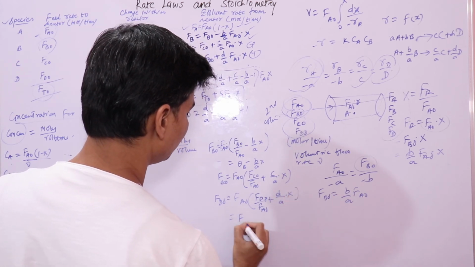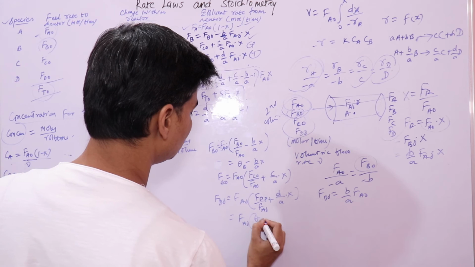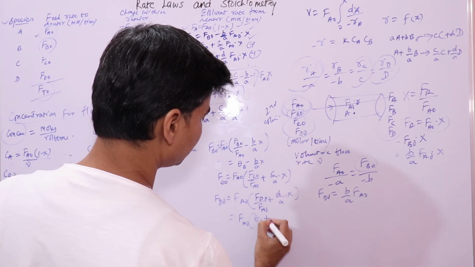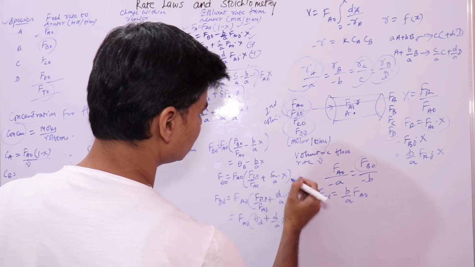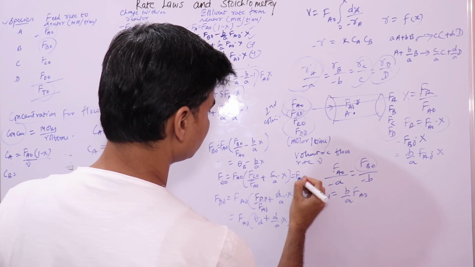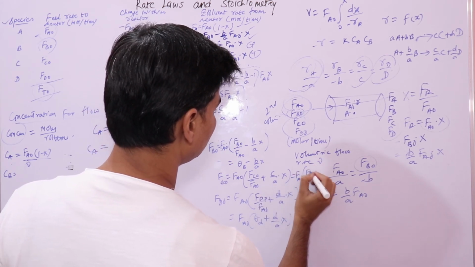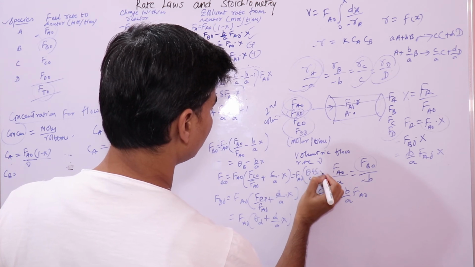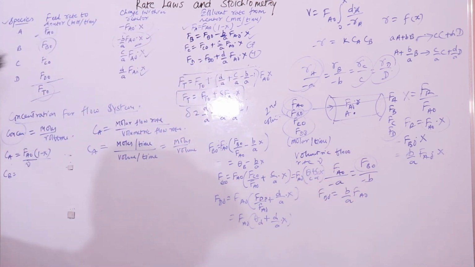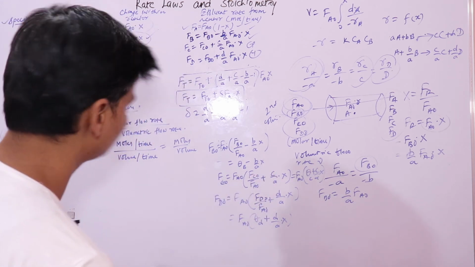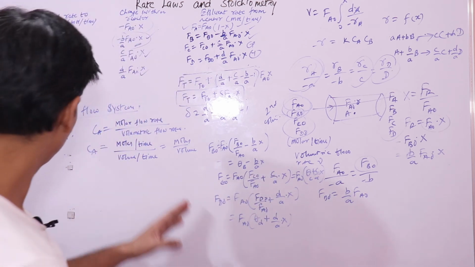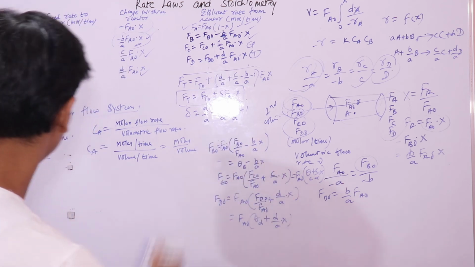So this will become FA0 (theta D plus D upon A X), right? Similarly, this will become FA0 (theta C plus C upon A X), right? So we have further simplified this equation. Now we will find the concentration using this.